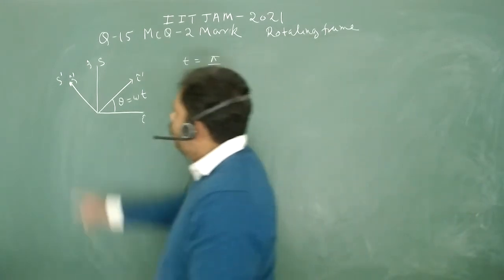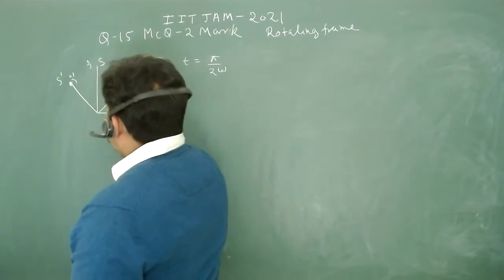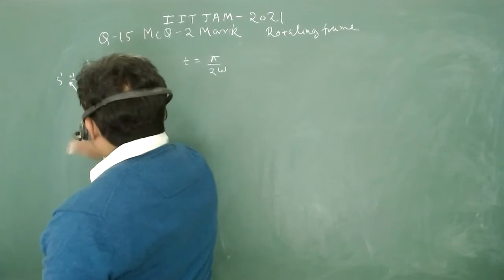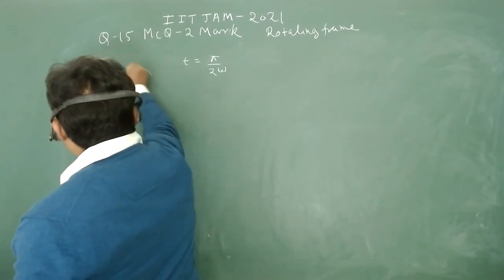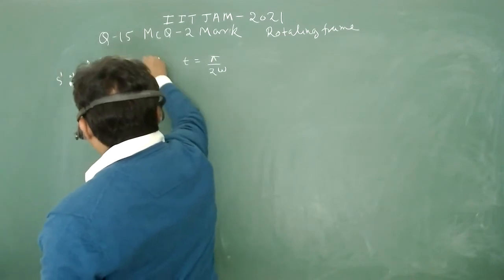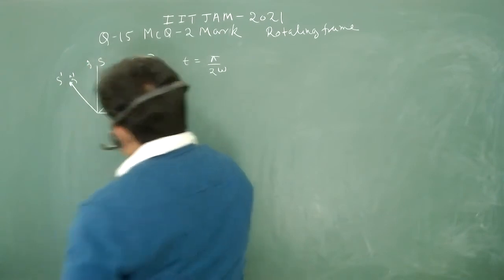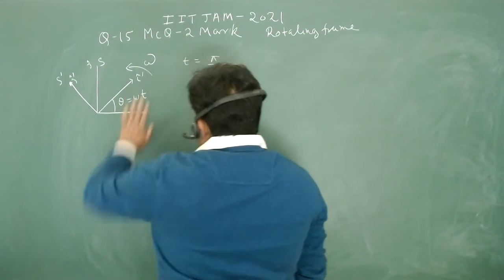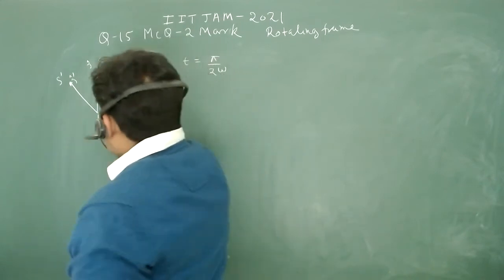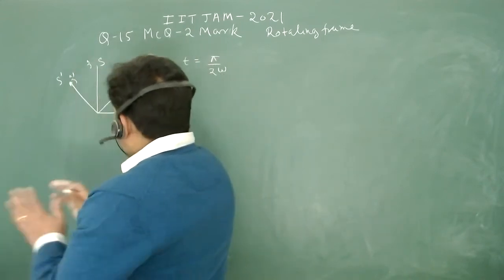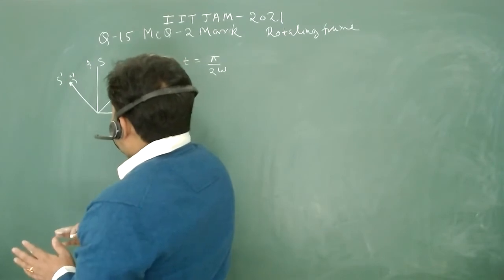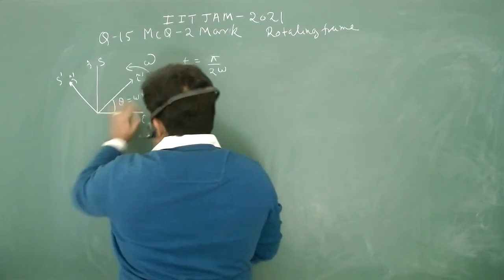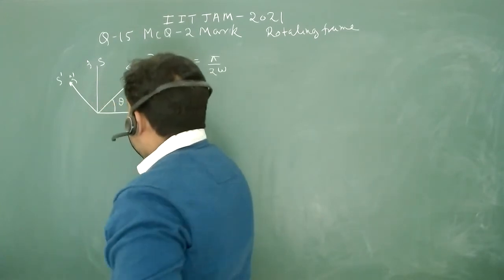There are two frames. One is the S frame and the other is the S dash frame. This S dash frame is rotating in the anti-clockwise direction with angular velocity omega. So at some instant, this angle theta is equal to omega t. So what will happen at the origin? At t equal to 0, these two will coincide with each other. It is also given in the problem.